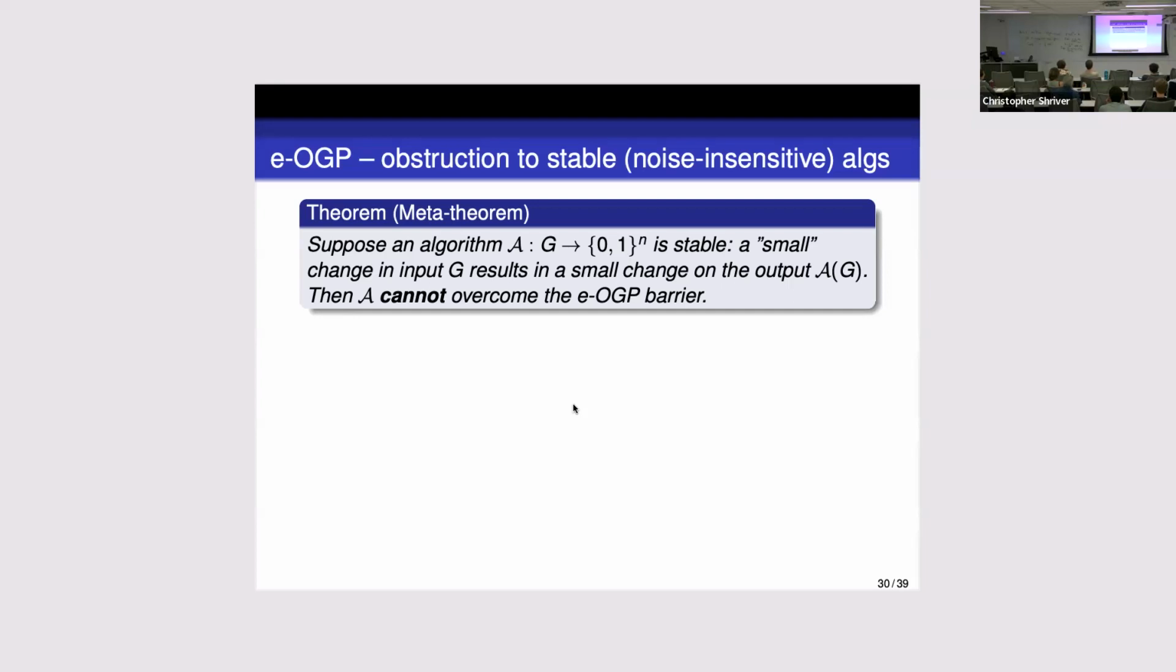First, what is an algorithm? For the purposes of this theorem, an algorithm is just a mapping from graphs into decisions, graphs into independent sets, for example. We will say the algorithm is stable if it has the following very intuitive property. A small change in the input results in a small change in the output.